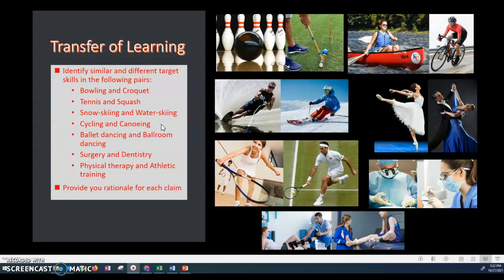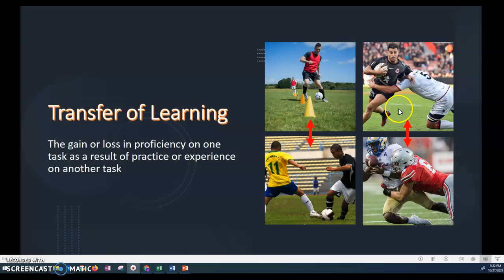We could look back at our tackling here too. This would be near transfer, going from a rugby tackle to a football tackle. That would be a near transfer. This here would also be a near transfer, right? Dribbling between cones, dribbling between defenders.